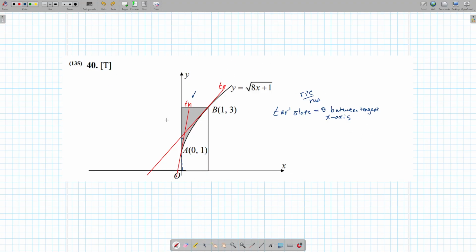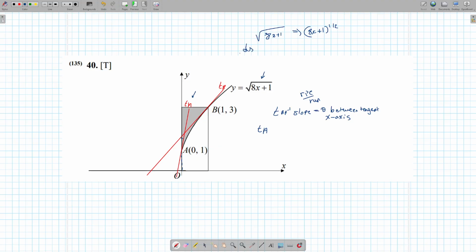Okay, so we need to know the angle between the x-axis and each tangent, right? So let's start with A. How do you find the slope of a tangent? You need to derive and plug in the x value, right? So we need to derive this: root of 8x plus 1. It's equal to (8x plus 1) to the power of half.